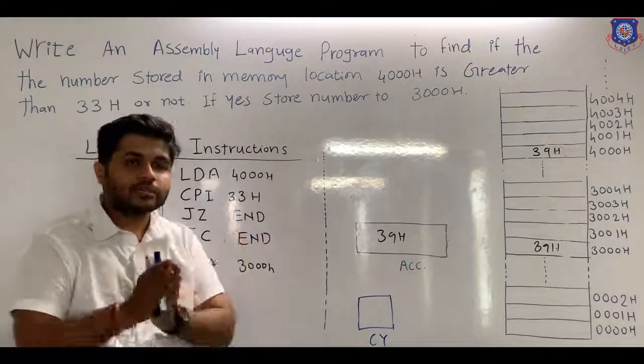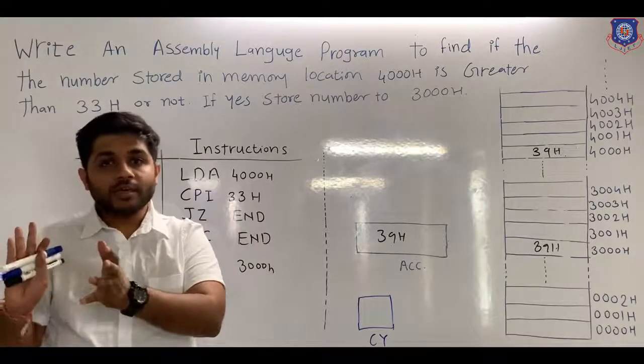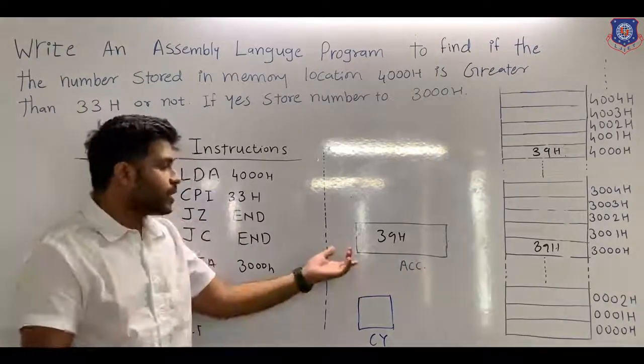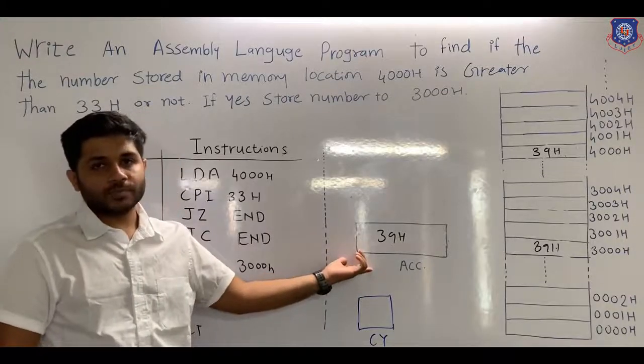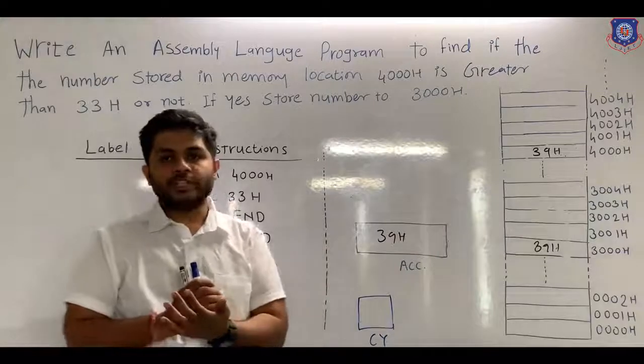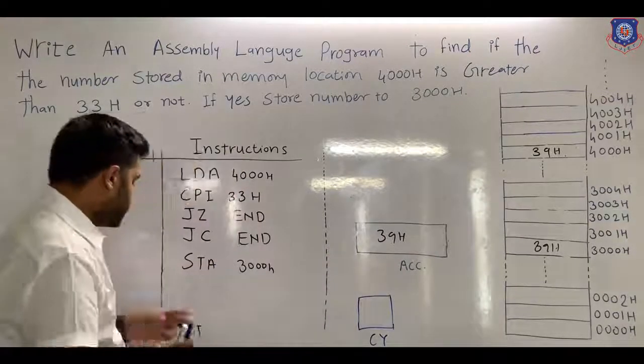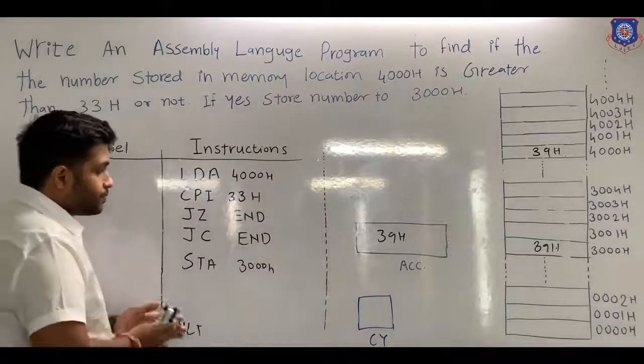So in the subtract instruction we are again going to change the status of the flag, but as well as the content of the accumulator will also be changed. So right now we don't want the accumulator to get changed. So that is why we have used the compare instruction. Okay, and this is it for this program.